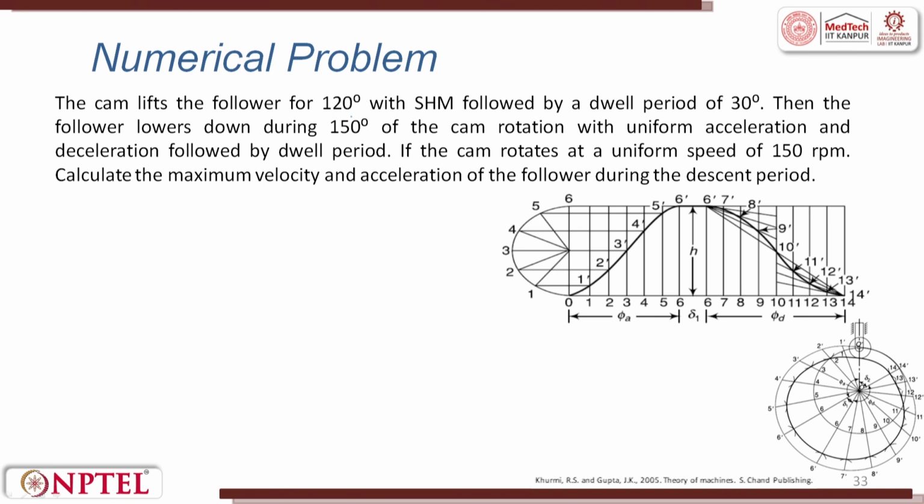The first problem goes: the cam lifts the follower by 120 degrees with simple harmonic motion, followed by a dwell of 30 degrees. Then the follower lowers during 150 degrees of the cam rotation with uniform acceleration and deceleration, followed by a dwell period. If the cam rotates at a uniform speed of 150 rpm, calculate the maximum velocity and acceleration of the follower during the descent period. This is the descent period, right.